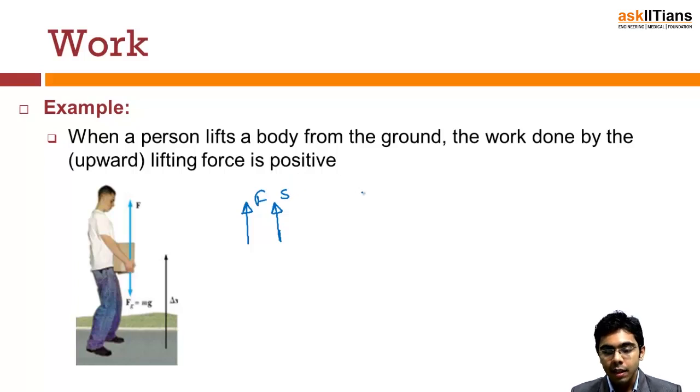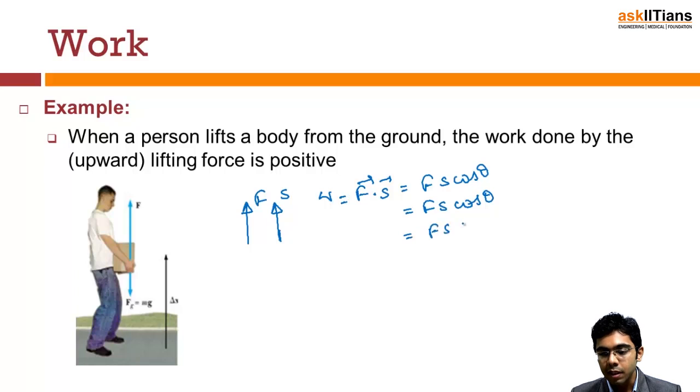So we can say that F dot s will be Fs cos theta, where theta for this particular case will be 0. So Fs cos 0, and this work done comes out to be Fs. That means positive work. That means in lifting this block, the person is going to do a positive work.